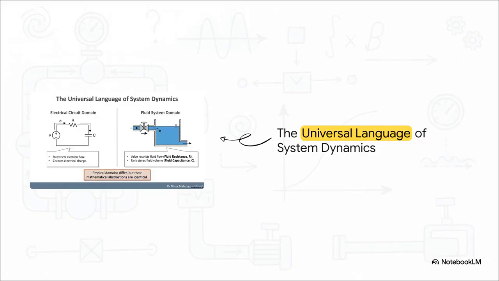This brings us to one of my absolute favorite concepts, the universal language of system dynamics. If you know basic electronics, you already know fluid dynamics. It's true. A physical valve restricting fluid acts exactly like an electrical resistor restricting electrons. And a huge tank storing fluid, it acts exactly like a capacitor storing electrical charge. The physical domains are different, sure, but the mathematical abstractions, they are perfectly identical.